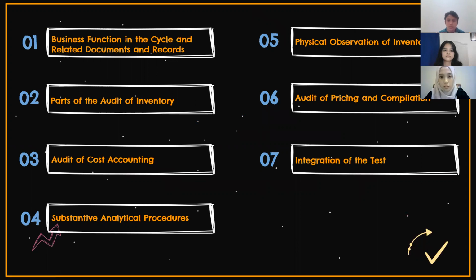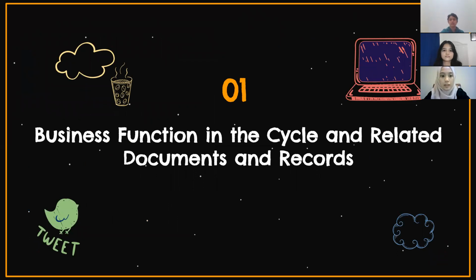Okay, this is the learning objective of this chapter. For the first and second learning objective will be explained by myself. Learning Objective 1. Describe the business function and the related documents and record in the inventory and warehousing cycle.